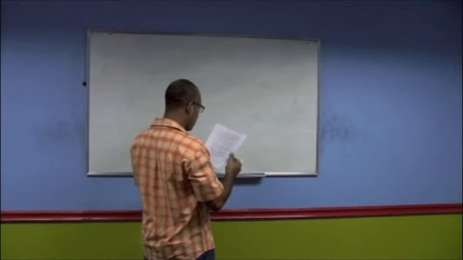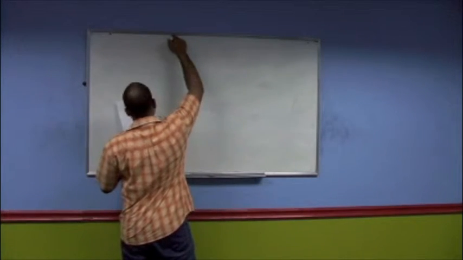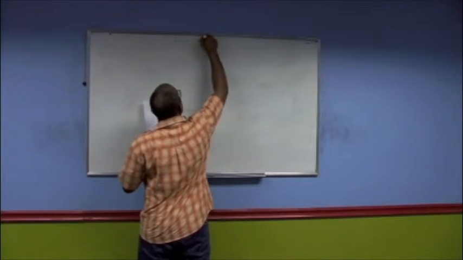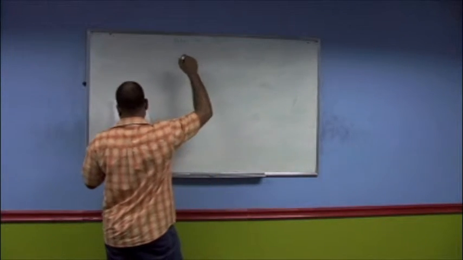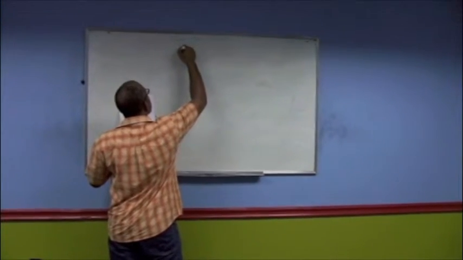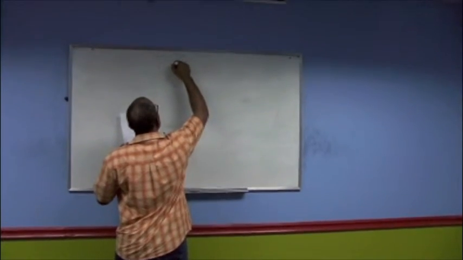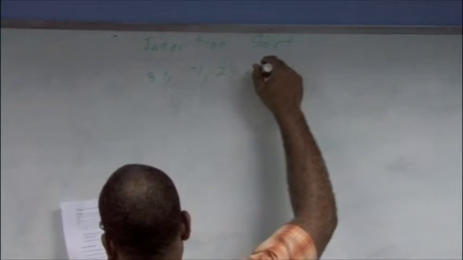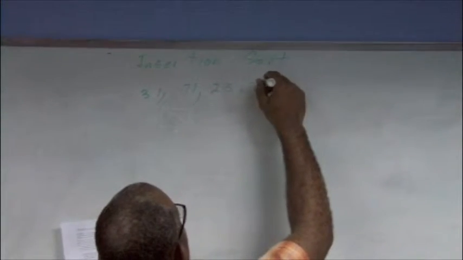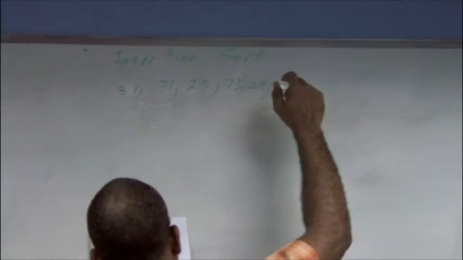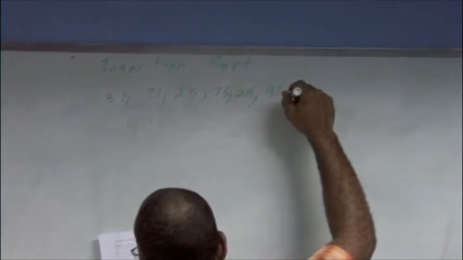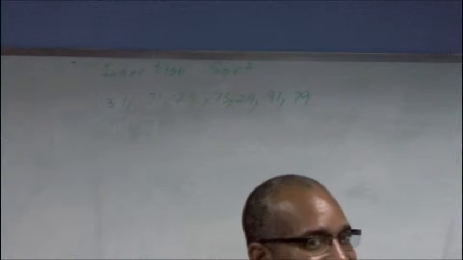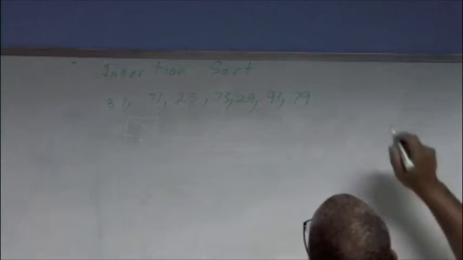So we had a set of numbers, and the original sequence of the numbers was 31, 71, 23, 73, 29, 31, 79, 91, 79, 53, 47.